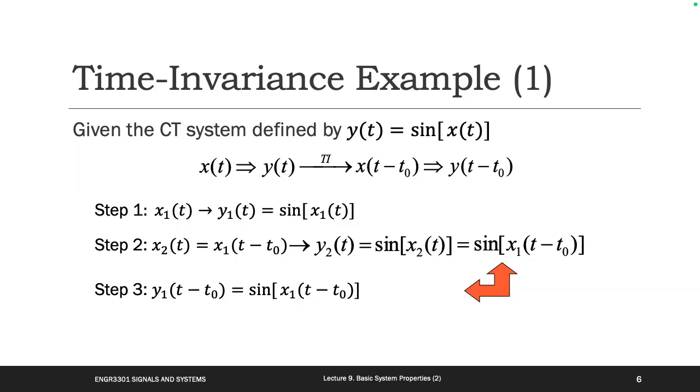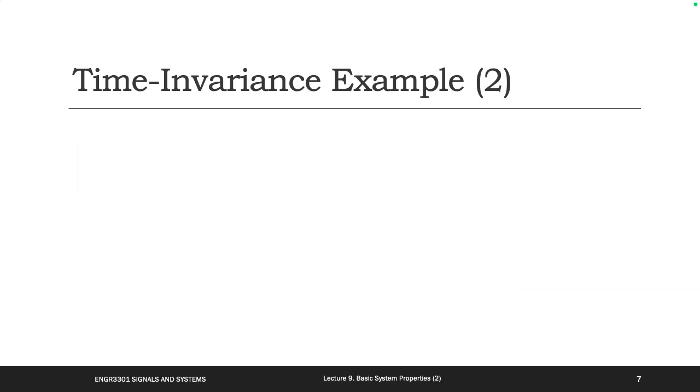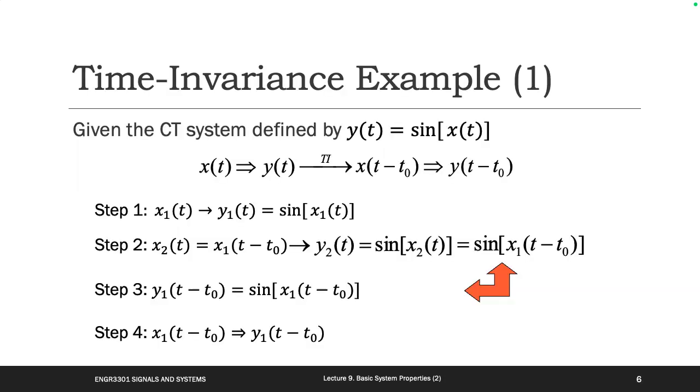So which means if your input is x1(t - t0), your output should be y1(t - t0). That makes sense to you? So this system is our TI system, because we used the 4 steps to prove that.